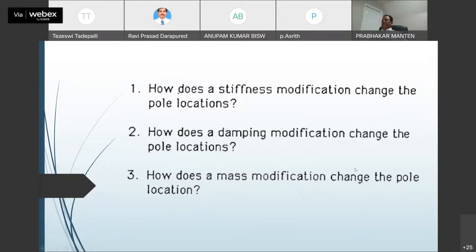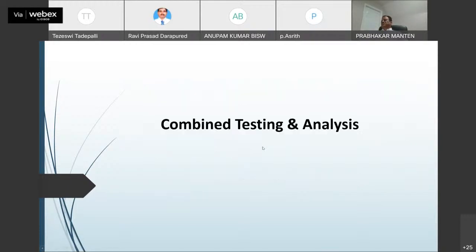Then you have to keep asking these questions when you're analyzing. How does a stiffness modification change the pole location, damping, and frequency? How does a damping modification change the pole location? How does a mass modification change the pole location? These are all things you look at and work on back and forth to achieve what you're arriving at.